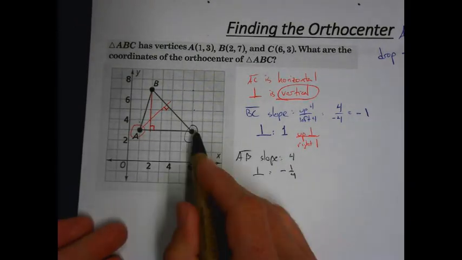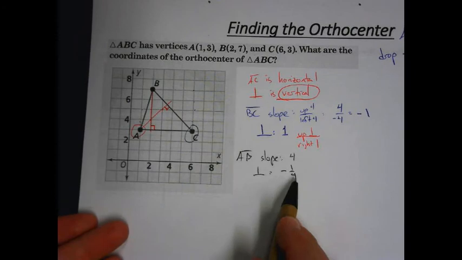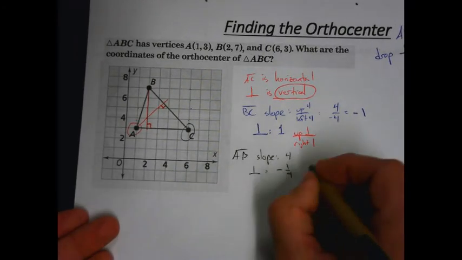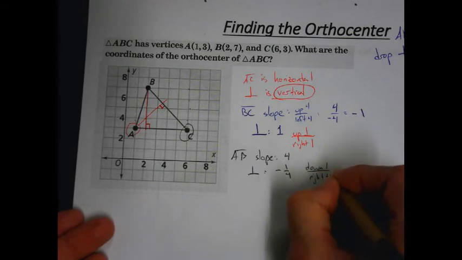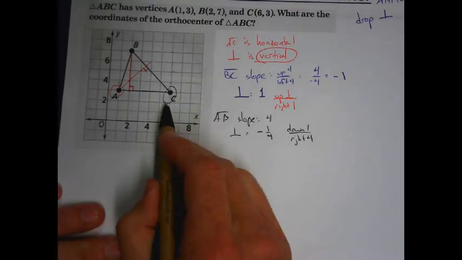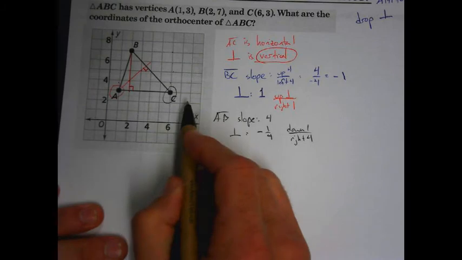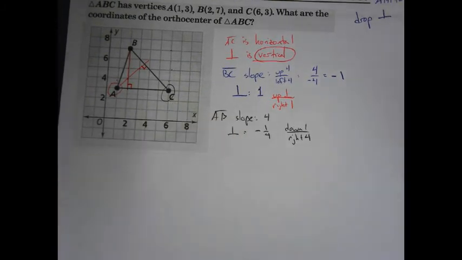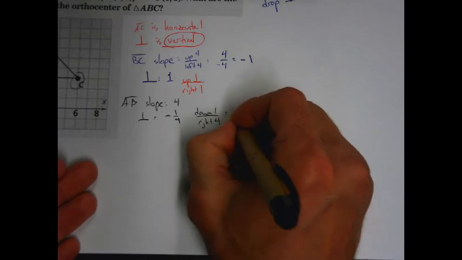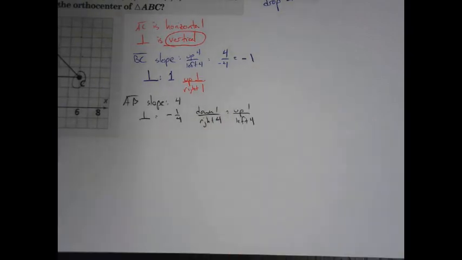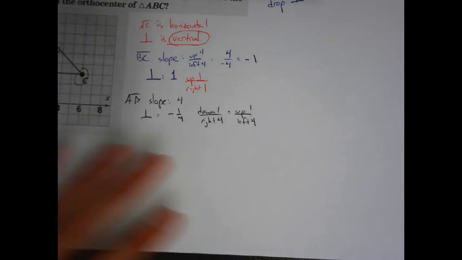That means from vertex C, we count a slope of negative 1/4. Now, how do we do that? If we go down 1 and right 4, we're not going to be in the triangle. So we have to be able to go another way. We can also go up 1 and left 4. That's the same slope. Up 1 and left 4 is the same slope.